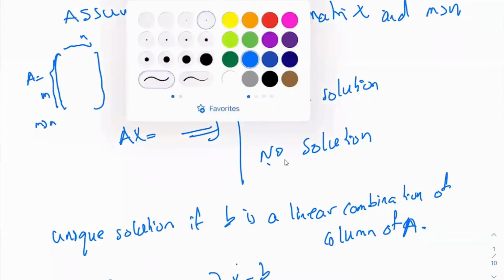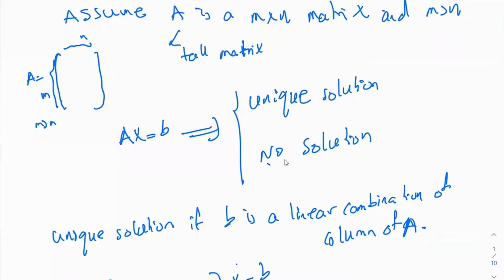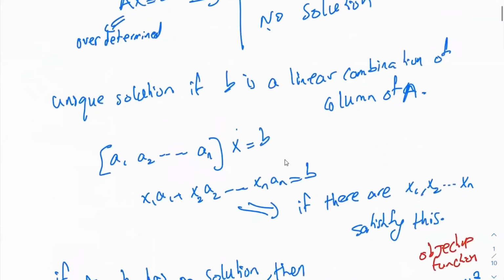Actually this system of equation where A is a tall, AX equal to B, we call this one overdetermined system of equation. Overdetermined. We have more equation than unknown. Okay, so here we either have a unique solution or we don't have any solution at all. Under what case we have unique solution, or under what case we have no solution?